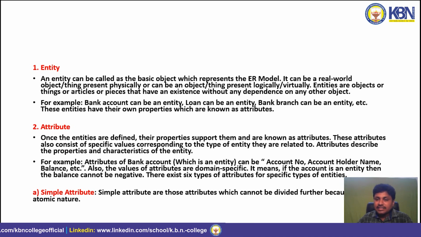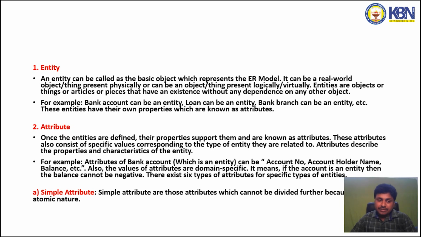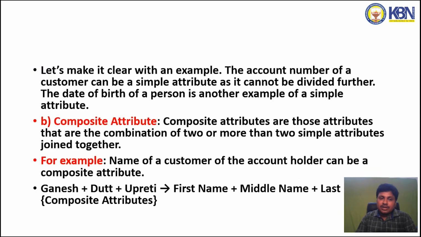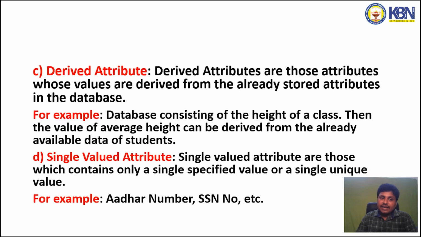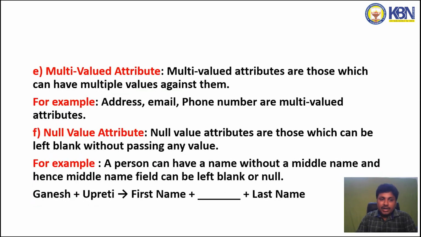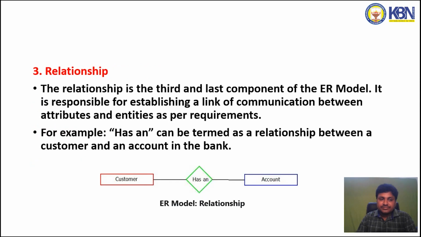The bank branch has different attributes. Already we have seen that an attribute is a property of an entity. The entity is represented by a rectangle symbol and the attribute is represented by an oval shape. Attributes can be defined in different ways: simple attribute, composite attribute, derived attribute, single valued attribute, multi-valued attribute, and null attribute.